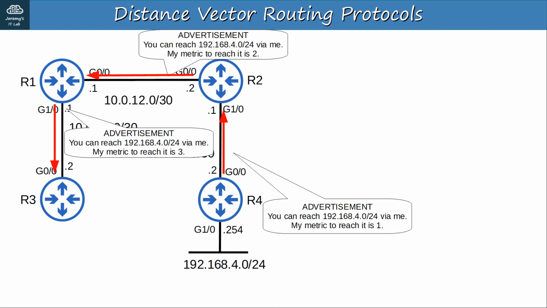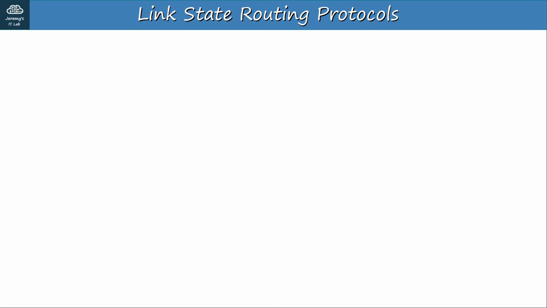Once again, RIP and EIGRP are the two distance vector routing protocols that are used, and we will talk more about them in Day 25's video. Next, I'll briefly introduce link state routing protocols.